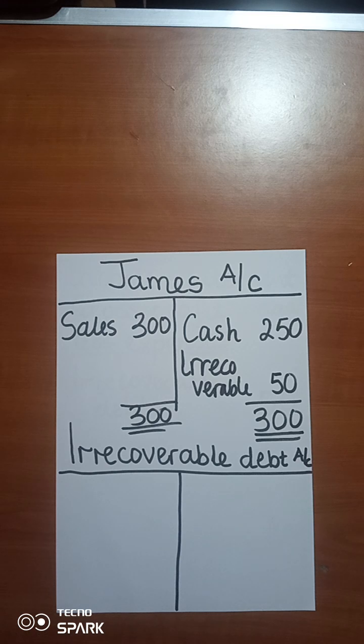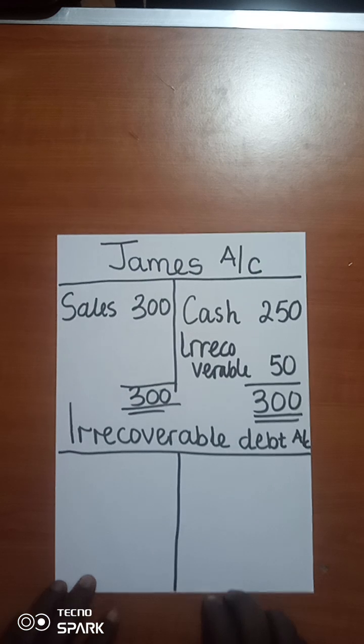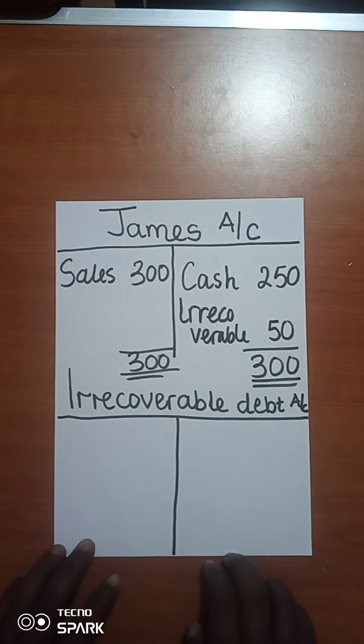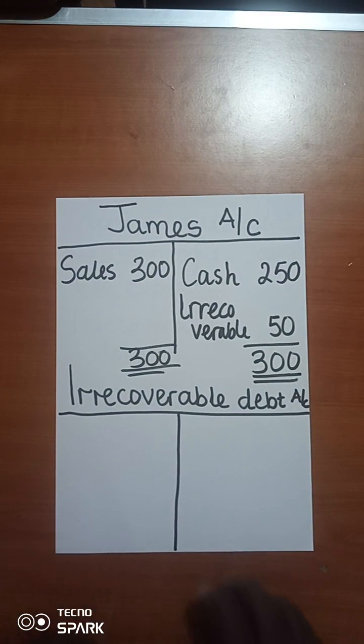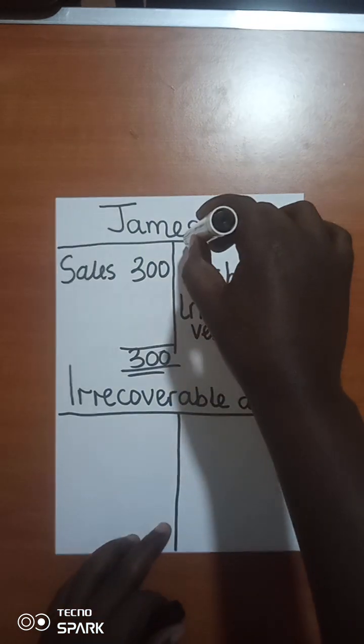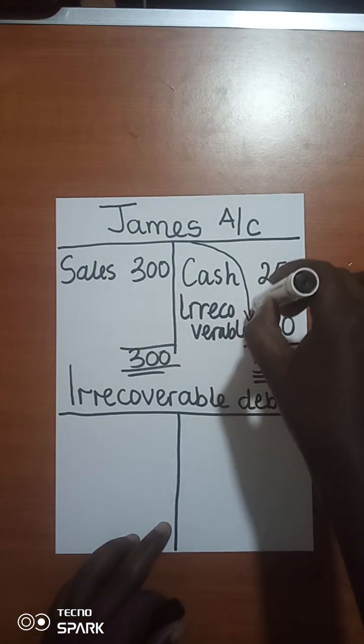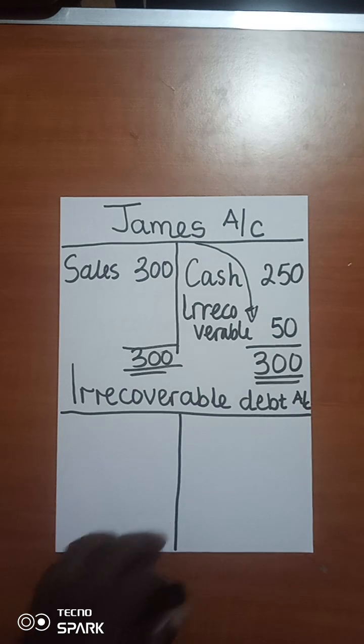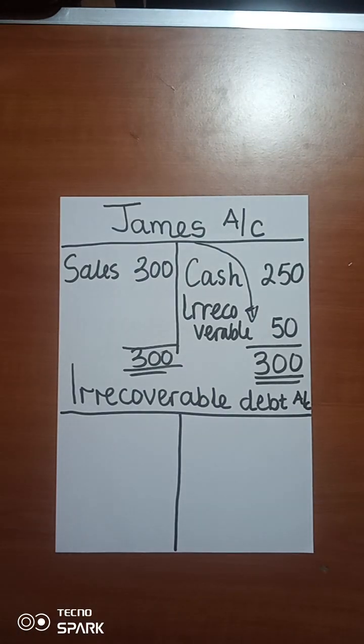Right? Then we are now required to prepare the irrecoverable debt account, right? According to the principle of double entry, we have credited James's account with the irrecoverable debt, right? Meaning to say, when we are recording in the irrecoverable debt account, we are going to record on the debit side to complete double entry.